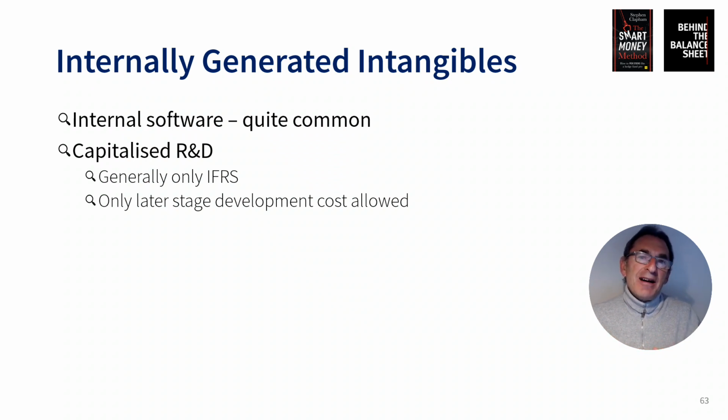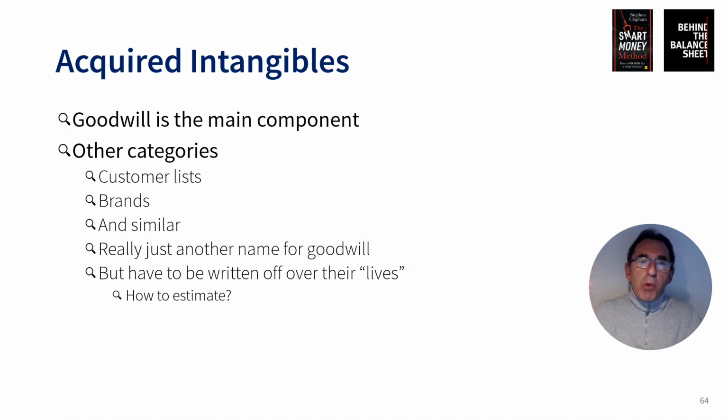And the key thing here is you're not allowed speculative research as an asset on the balance sheet. Only later stage development costs are allowed, and they can be an asset on your balance sheet and depreciated. And you see that is quite a common thing in companies. So that's the internally generated intangibles. And then you've also got acquired intangibles. And usually goodwill is the largest component of this, but there are often lots of other categories. They can be called customer lists, they can be called brands, they can be called other things. But really, all of these are just another name for goodwill.